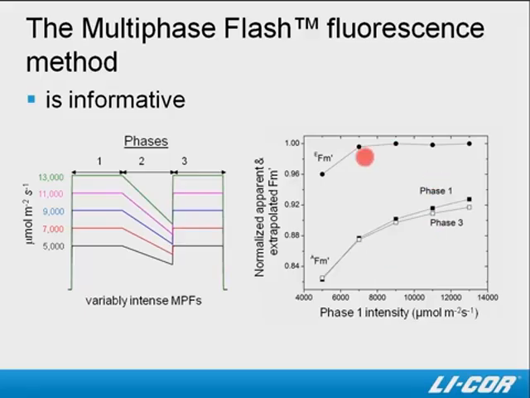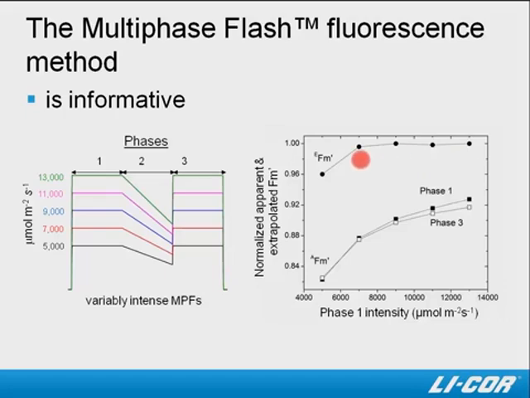The first thing to point out is that the extrapolated values remain pretty constant between about 7,000 and 13,000 micromoles per meter squared per second. And so what this implies is that an accurate measure of FM prime could be obtained at an intensity as low as 7,000 micromoles per meter squared per second when used in conjunction with the multiphase flash method.